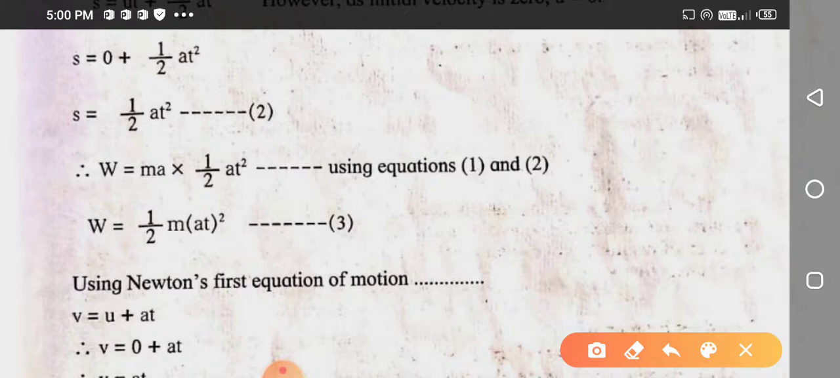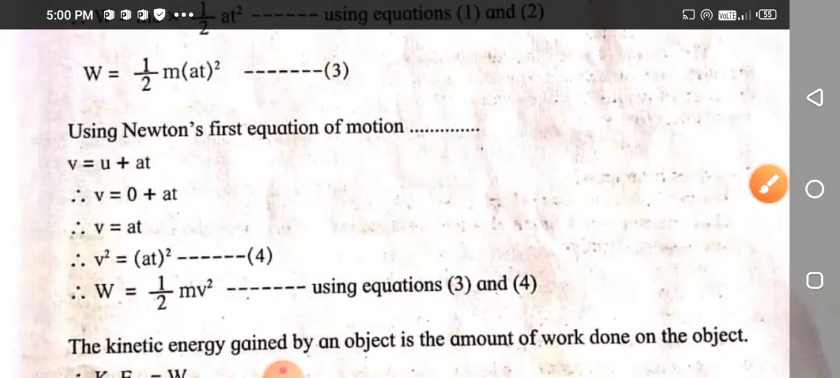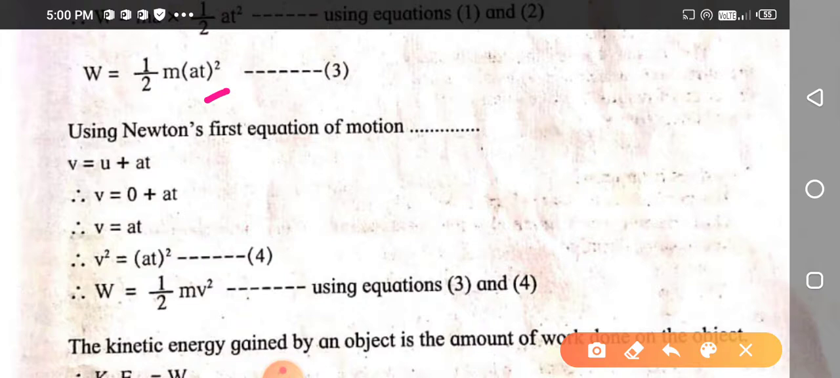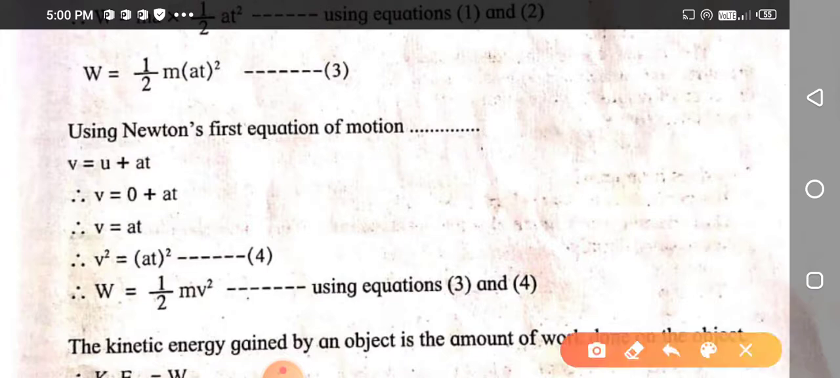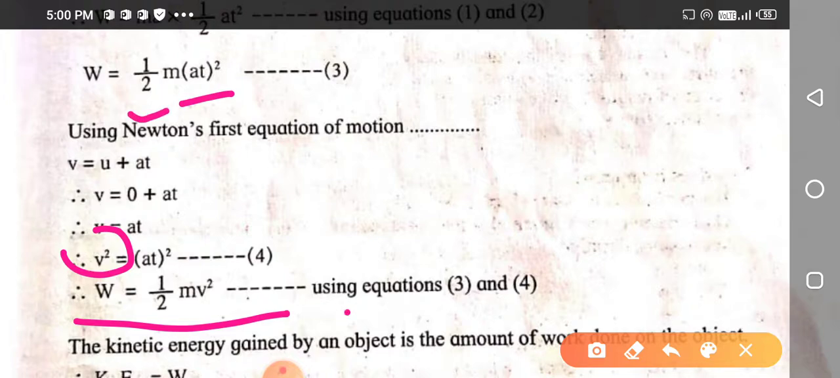Now using Newton's first equation of motion, we can get the value for (at) square also. So v is equal to u plus at. This is Newton's first equation of motion. As u is equal to 0, v is equal to a into t. By squaring both sides, we get v square is equal to (at) whole square. So W is equal to half m (at) whole square. For this (at) whole square, we can write v square in equation 3. So by replacing (at) whole square by v square, we get W is equal to half mv square, using equations 3 and 4.